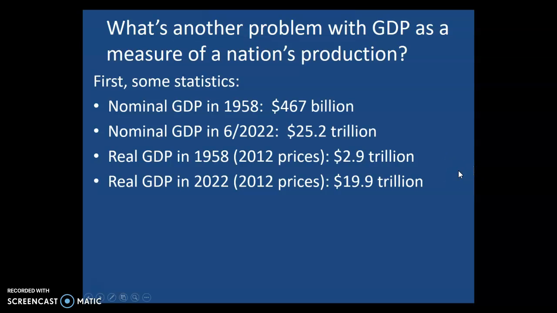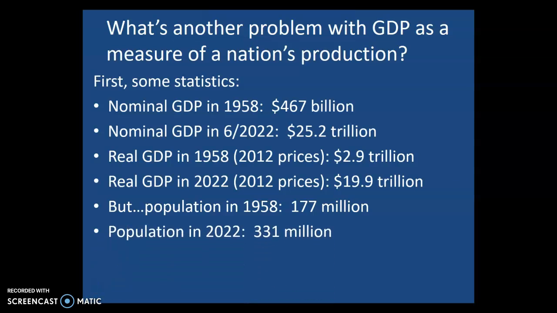And I'm not sure that's the case. I don't believe we are as a society 6 or 7 times wealthier today than we were in 1958. So what's still missing here? Well, let's take a look at this. The population in 58 was 177 million, but today it's 331 million. So population today is not quite double, but it's getting close to double what it was in 1958.